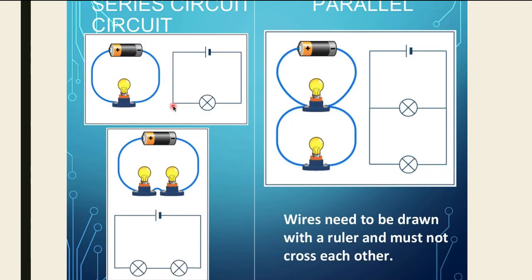Series circuit and parallel circuit. This is a figure I am showing. This is a series circuit. This is a parallel circuit. In the series circuit, we have taken a battery and connected it to the bulb. And this is the symbol for it.